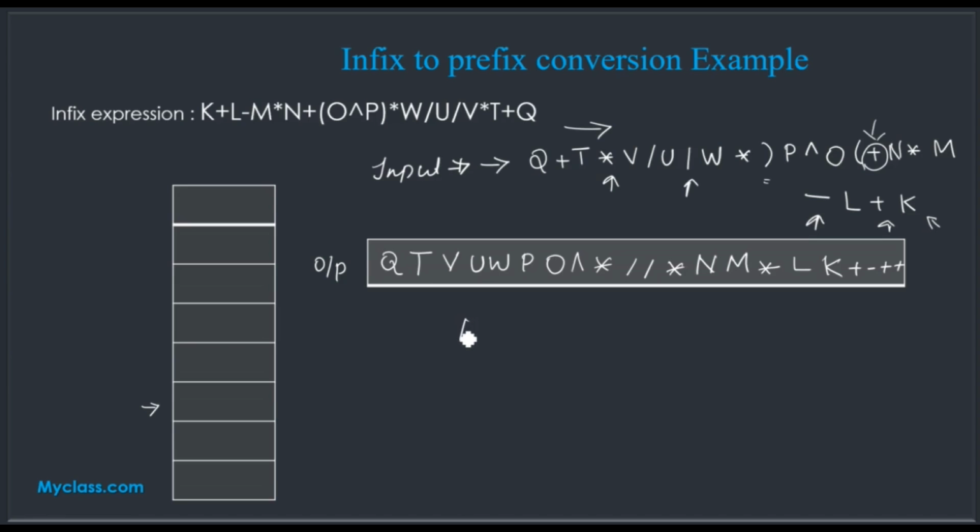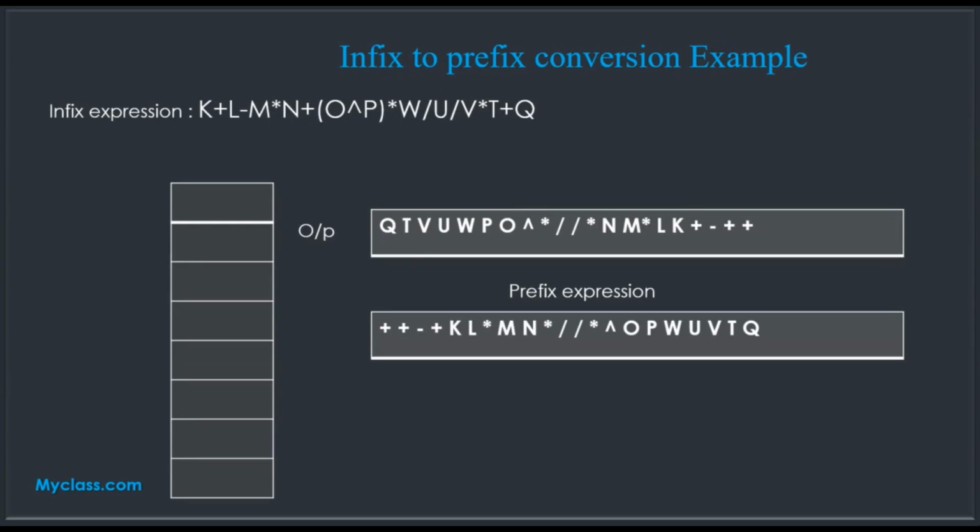Now this is not our prefix expression. We want to reverse this output. That is our actual output. Clear? So after all scanning, our output is like this. Okay, we have got the output like this.